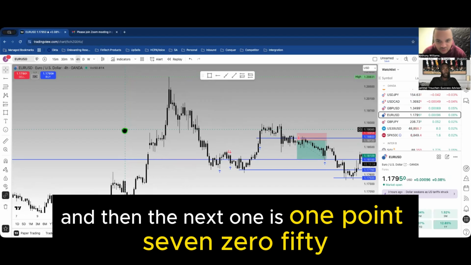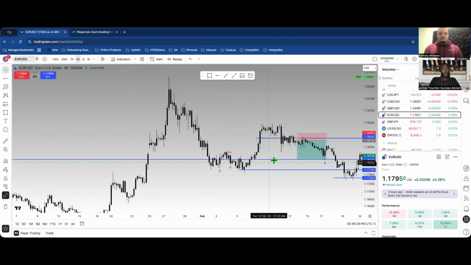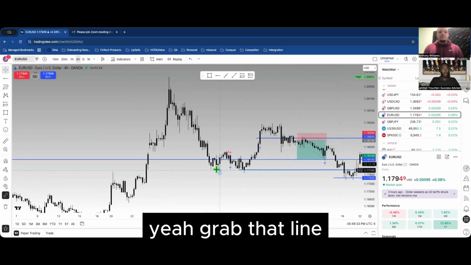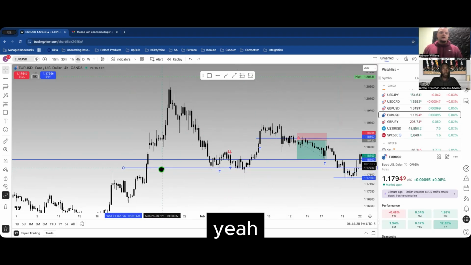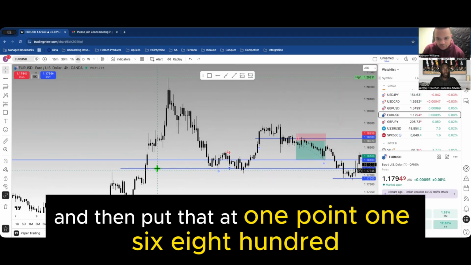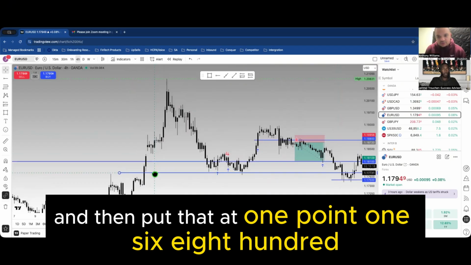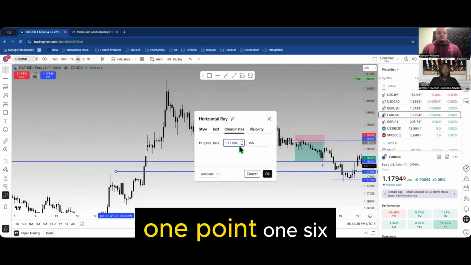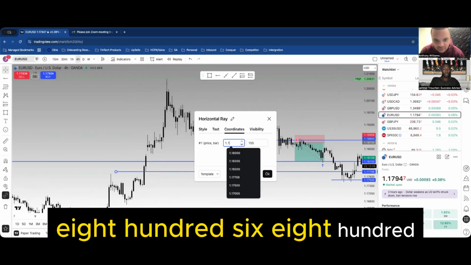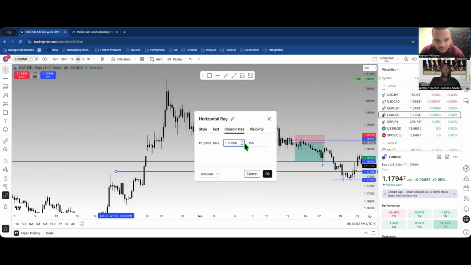1.16700, and then the next one is 1.16750. Get this one, yeah, grab that line and you could take it all the way over there to all the buys across. And then put that at 1.16800. 1.16800.